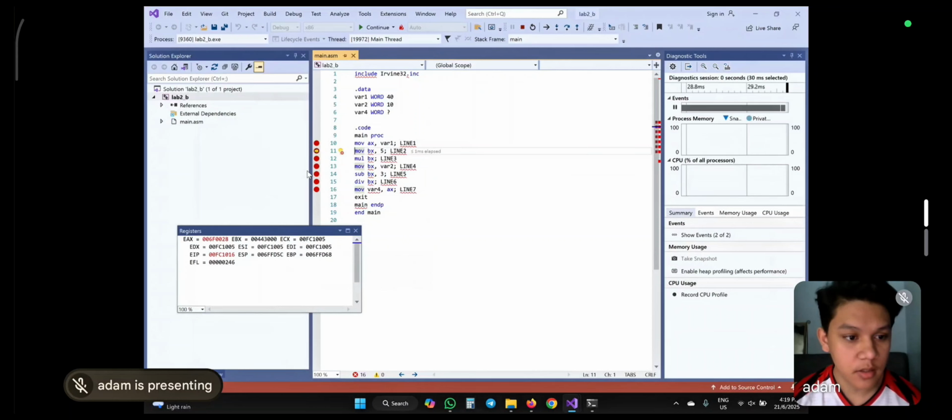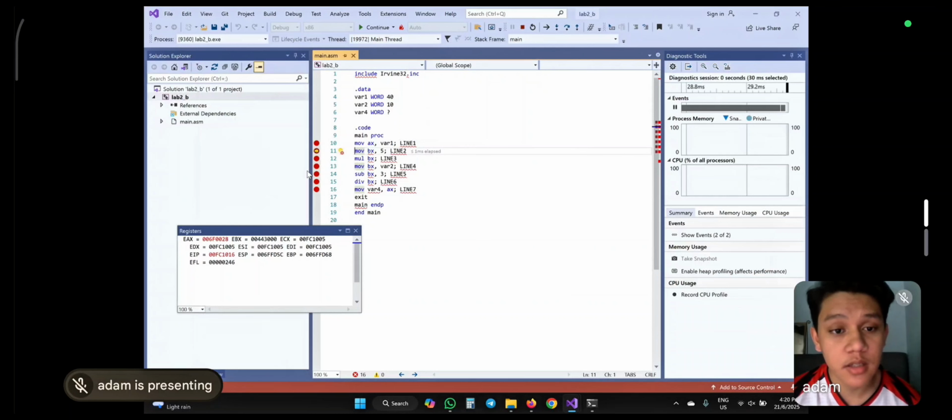Okay, here we can see that the value of EAX has changed into 0028 in hexadecimal because in line 1 we are moving the value of var1, which is 40D, into the register AX.